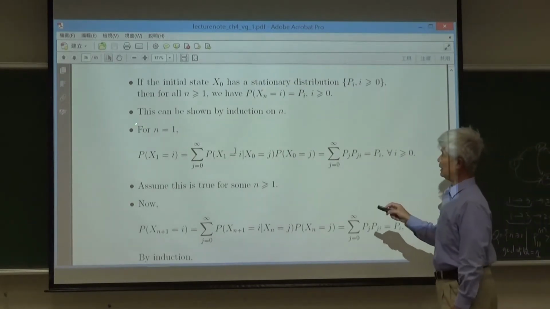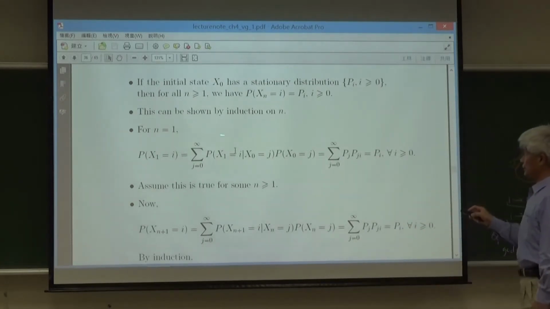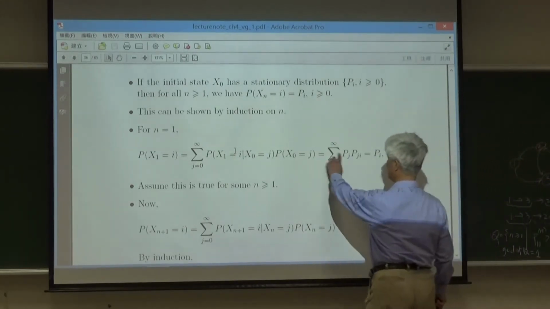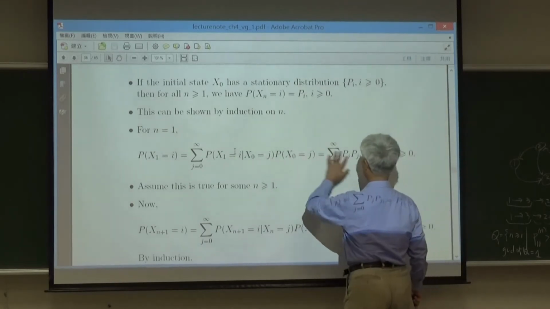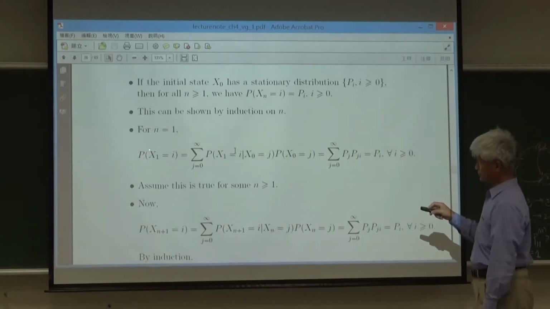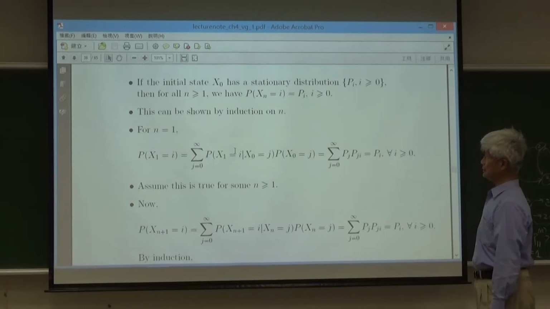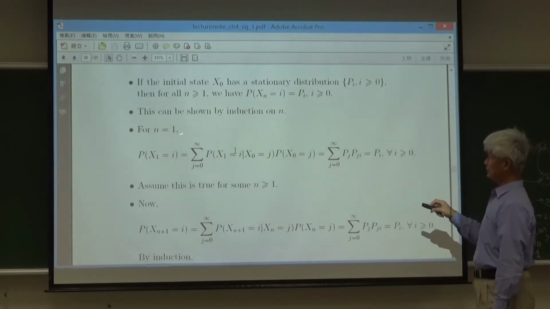For example, if n equals 1, we want to know the distribution of x sub 1. This is by the total probability theorem, and this is the equation. This is Pj, because we have the initial distribution, which is just Pi, and this is the one-step transition probability. And so this is Pi. So you see that x1, the state at time 1, has the same distribution as the initial state. So n equal to 1 is true.